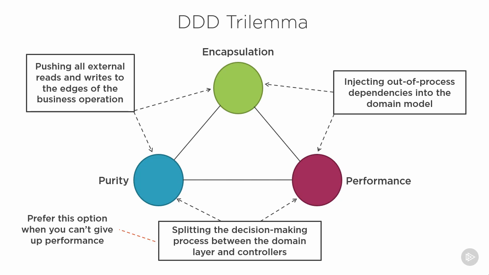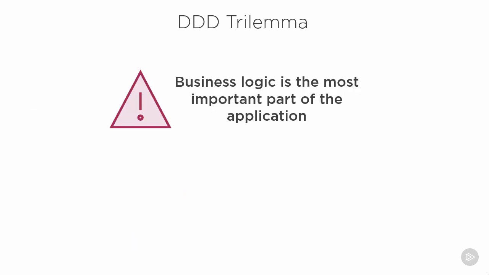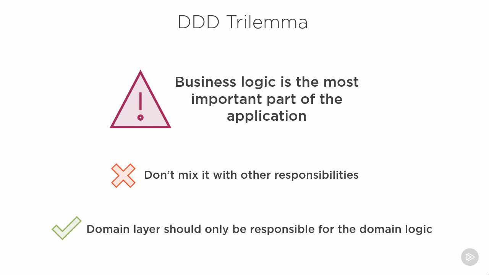But in my experience, domain logic fragmentation is a lesser evil than merging the responsibilities of domain modeling and communication with out-of-process dependencies. Domain logic is the most important part in the application. It's also the most complex part of it. Mixing it with the additional responsibility of talking to out-of-process dependencies makes that logic's complexity grow even bigger. Avoid this as much as possible. The domain layer should be exempted from all responsibilities other than the domain logic itself.